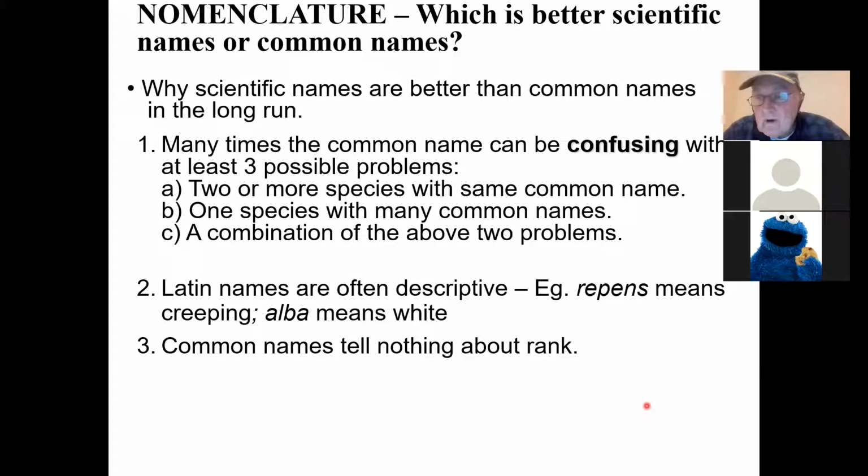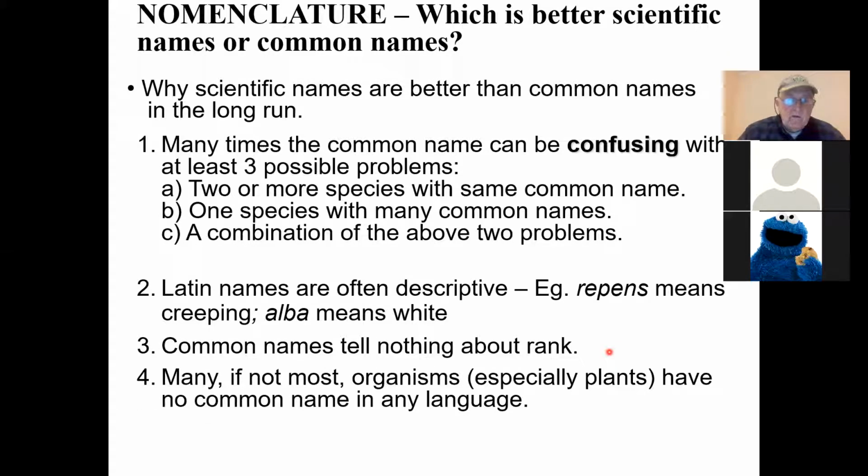What about hemlock? Oh, hemlock. Okay. Nothing about rank, yeah. When you say hemlock, you could be referring to the genus or to one of the species, and there are two species of hemlock in the Southeast. So that's a good example: the word hemlock doesn't tell you whether you're talking about the genus or one of the species.